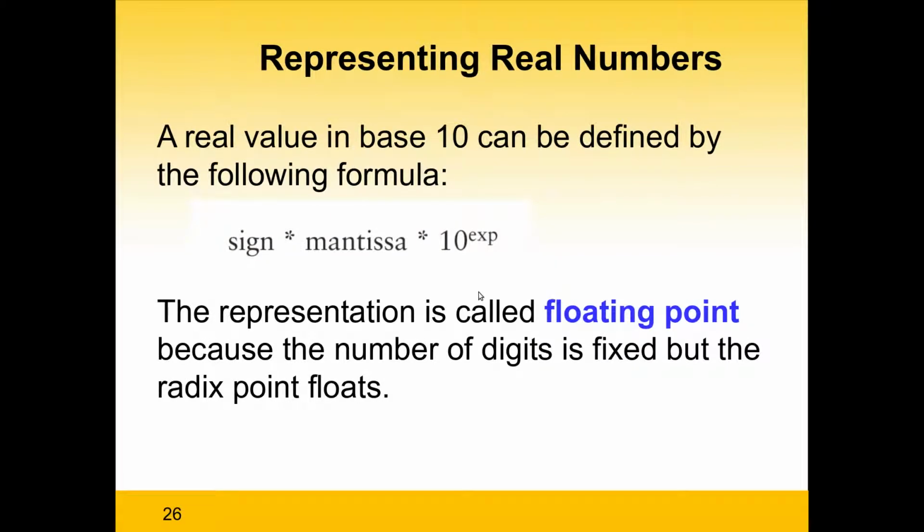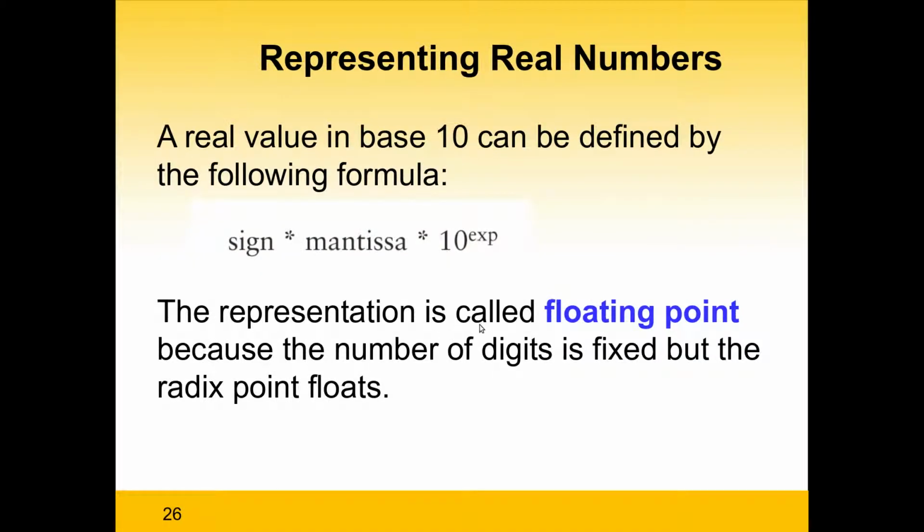Now, a real value in base 10, or the decimal system, can be defined by the following formula. You have a sign, which is a plus or a minus, times the mantissa. The mantissa is all the digits that represent that number, times 10 to the exponent, which all it does is multiply by some power of 10 that will make it move the decimal point.